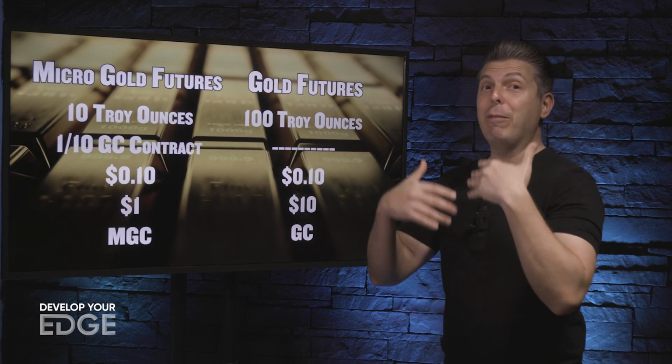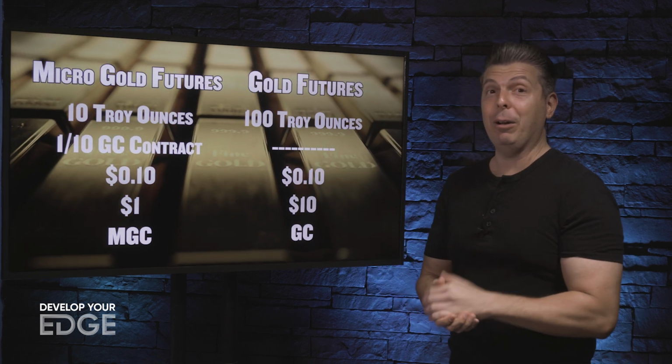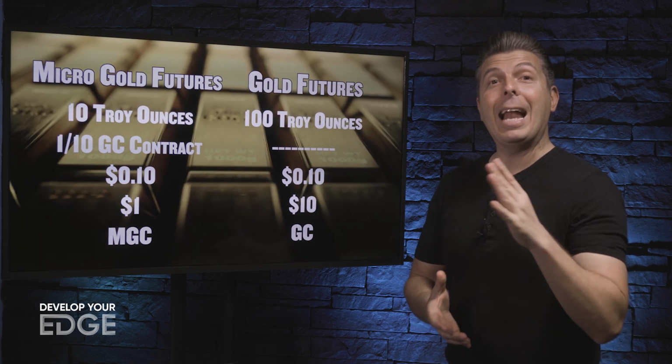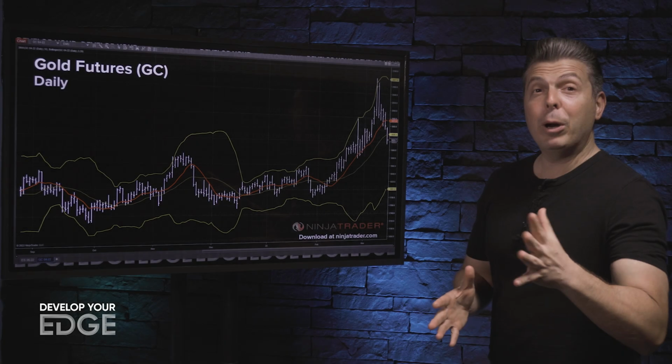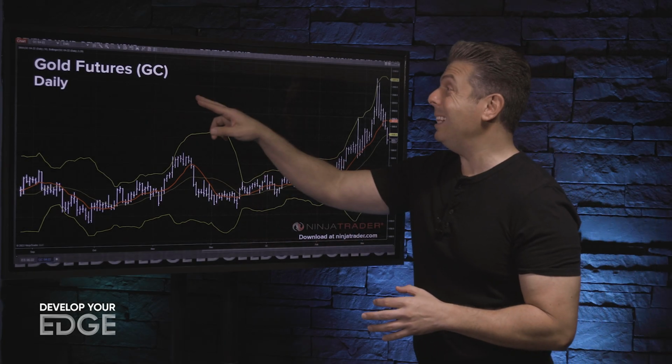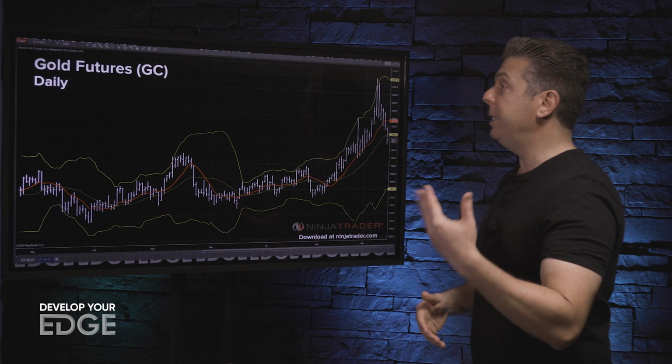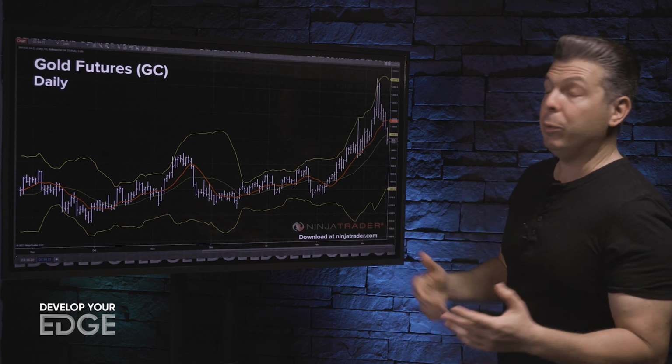So you really have two good choices here, depending on your risk parameters and how you want to trade the price action in gold. Now let's go look at a gold chart. Here we are at the gold chart. I pulled up a daily GC continuation chart, and same old with the indicators.